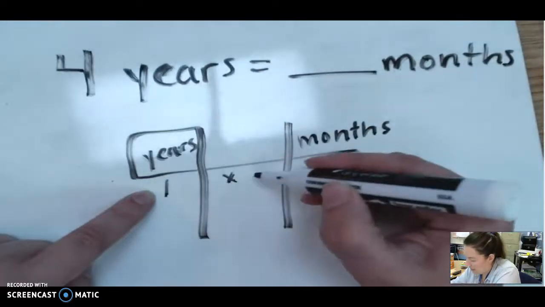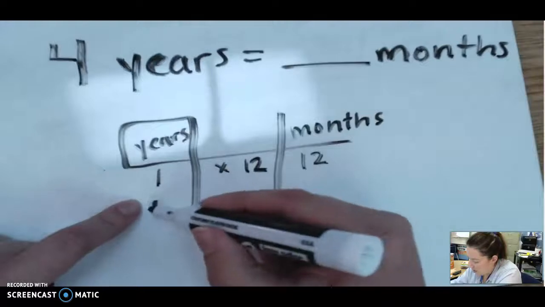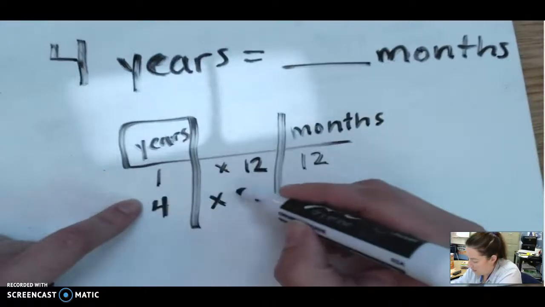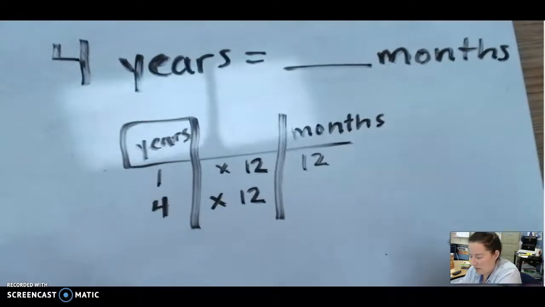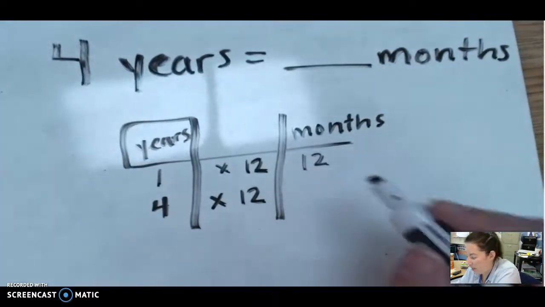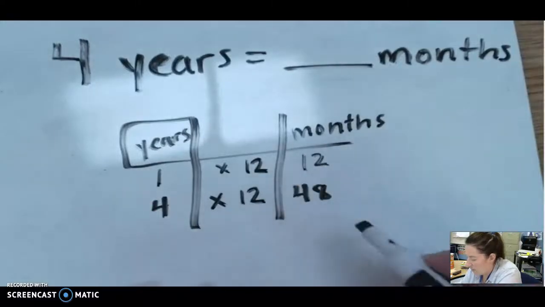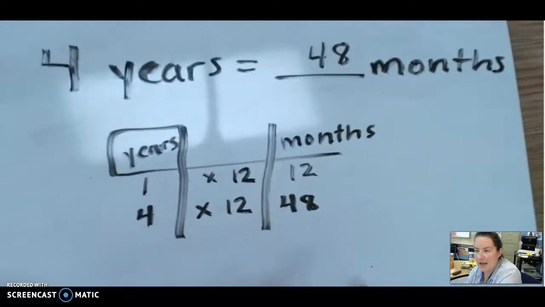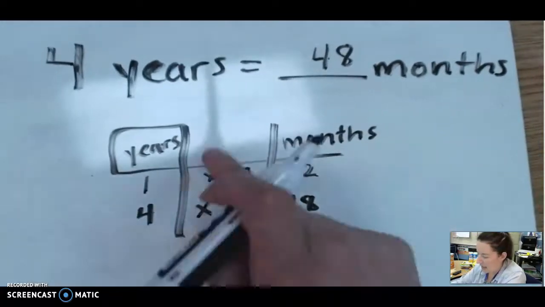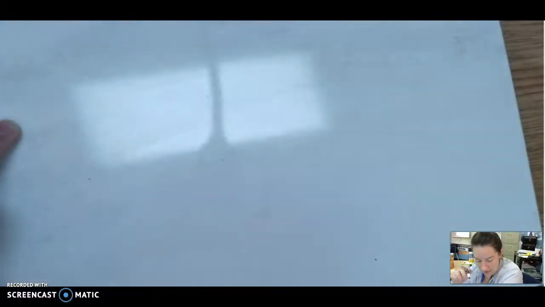So this is the times 12 rule. So if 1 year is 12 months, 4 years would be 4 times 12. What is 4 times 12? 48. So 4 times 12 is 48 months. 4 years is the same as 48 months. So again, still just using this strategy to easily solve these problems. Let's try 2 more.